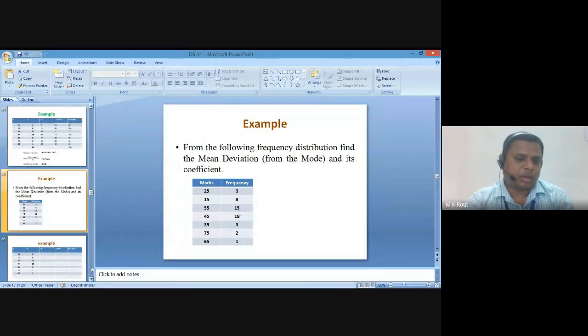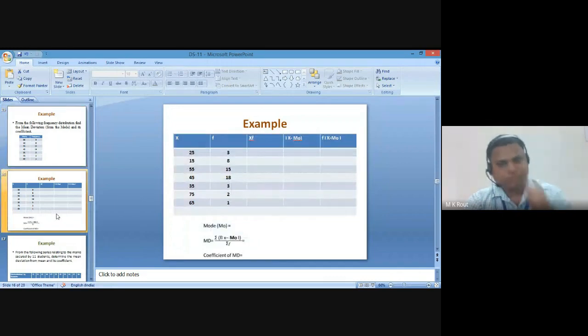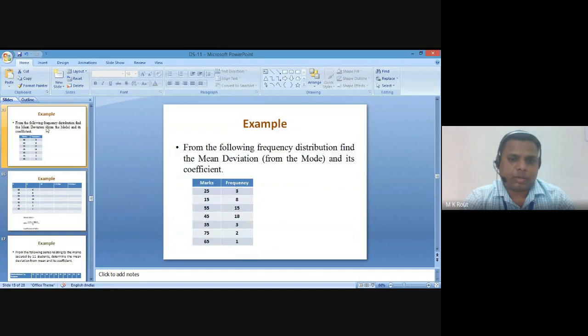Clear? So before solving, you have to make this type of table in case of solving mean deviation about mode. The first column x, then the second column is frequencies. Then you proceed to calculate f into x. Then calculate x minus your mode, and finally f into x minus mode. Calculate this one. I just write the value of mode here.